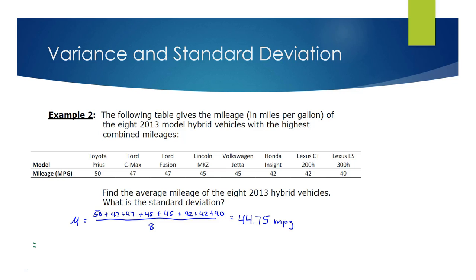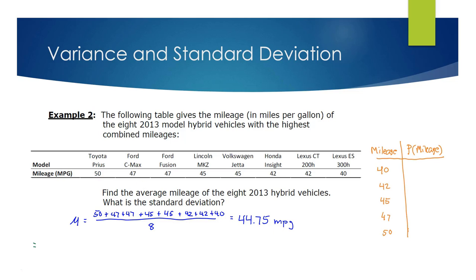Now, for me to do the standard deviation, I basically have to have a probability distribution here, and I really don't have that. I just have basic data. But it depends on how I look at it, because I have values that range from 40 up through 50. I see that 40 occurs once, 42 occurs twice, 45 occurs twice, 47 occurs twice, and 50 occurs once.